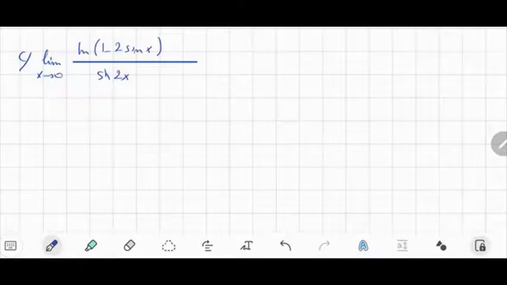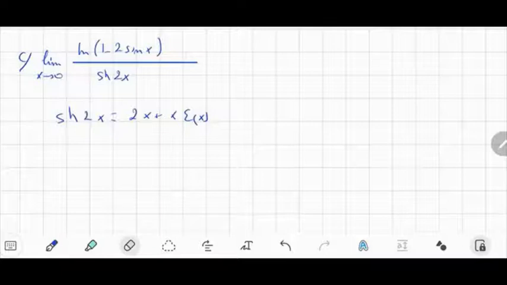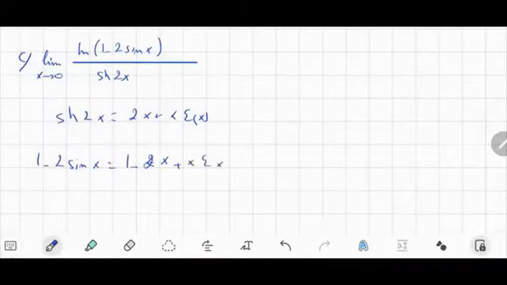Now we need the limit of ln of 1 minus 2 sine x over sh to x at 0. So the same thing we'll do. sh to x is equal to 2x plus x epsilon x, and that's all, because we don't need to go further in the expansion. We need only the first non-zero term of the expansion. And then we go now for the numerator. It's a bit more complicated because it's 1 minus 2 sine x inside ln. So first 1 minus 2 sine x is equal to 1 minus 2 times the expansion of sine, which is 2x plus x cubed plus etc. Maybe we will not need more than 2x, we'll try, plus x epsilon of x.